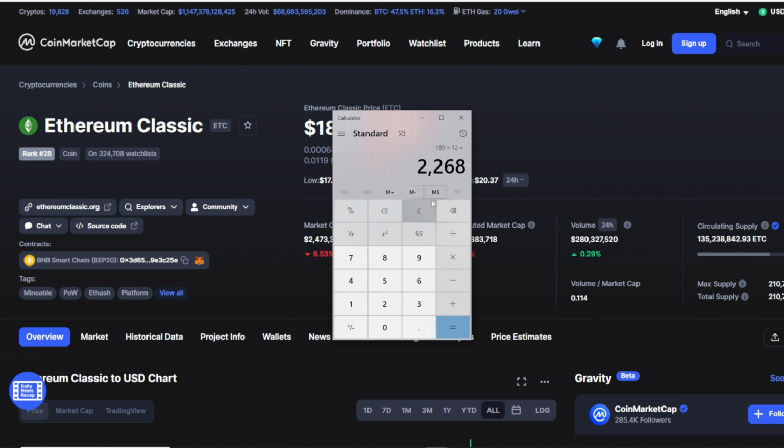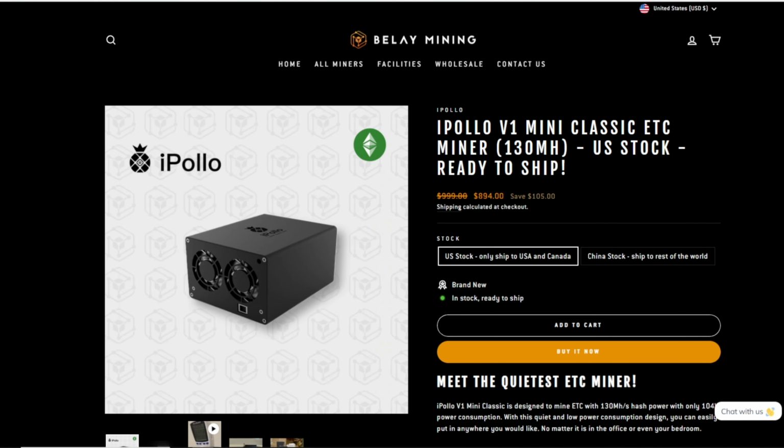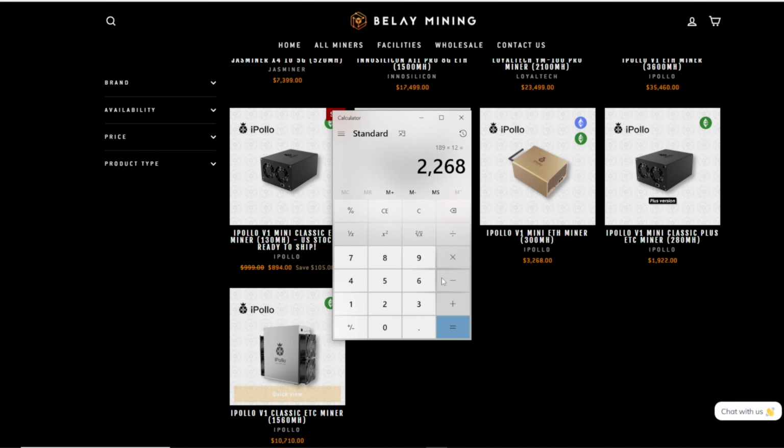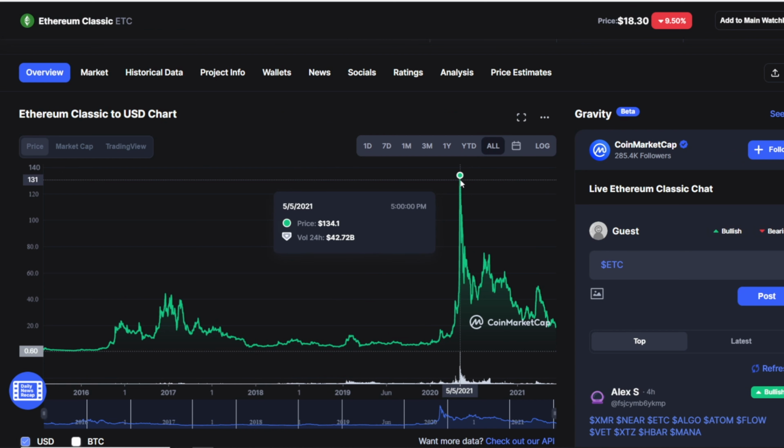Times 12 months, so at the current state of everything, it would be $2,268. So, for example, if you invested $1,000 on the 130 mega hash and $2,000 on the 280 mega hash model, so $3,000 altogether, we would essentially not hit that ROI or break even within that one year. But one thing I stated in the beginning is that I'm speculating that the price of Ethereum Classic could potentially go back up to the all-time high again.